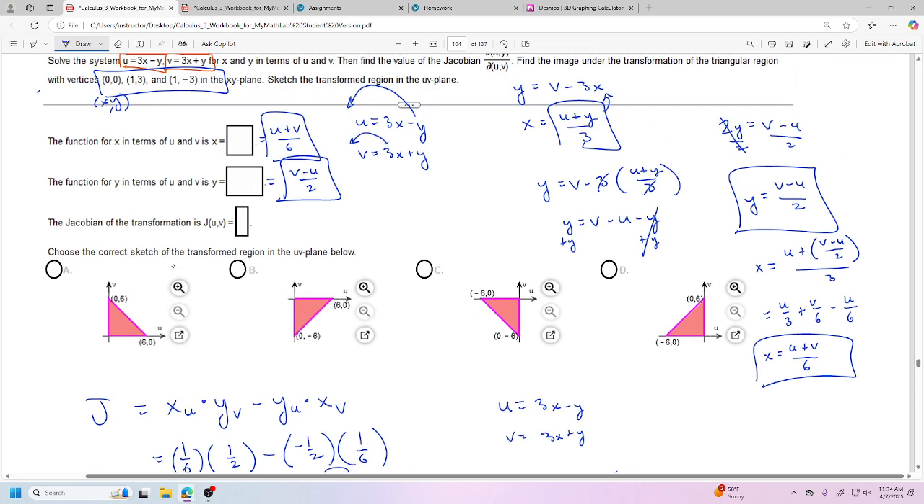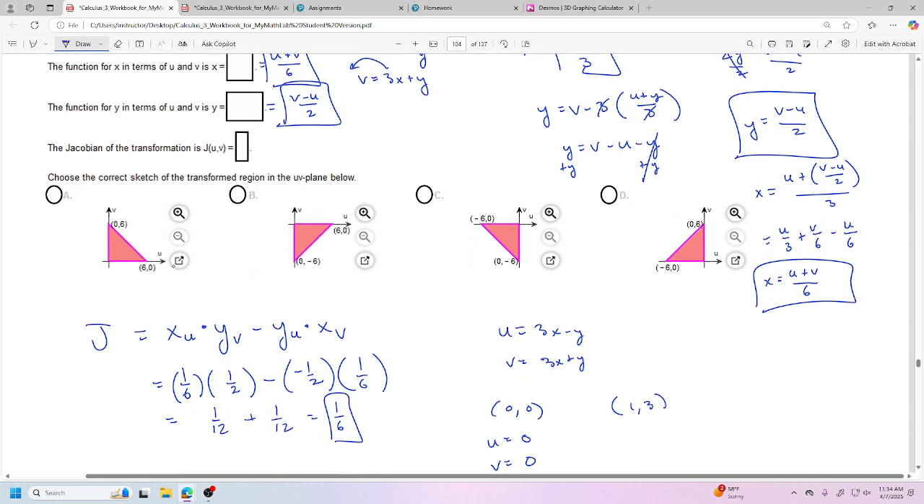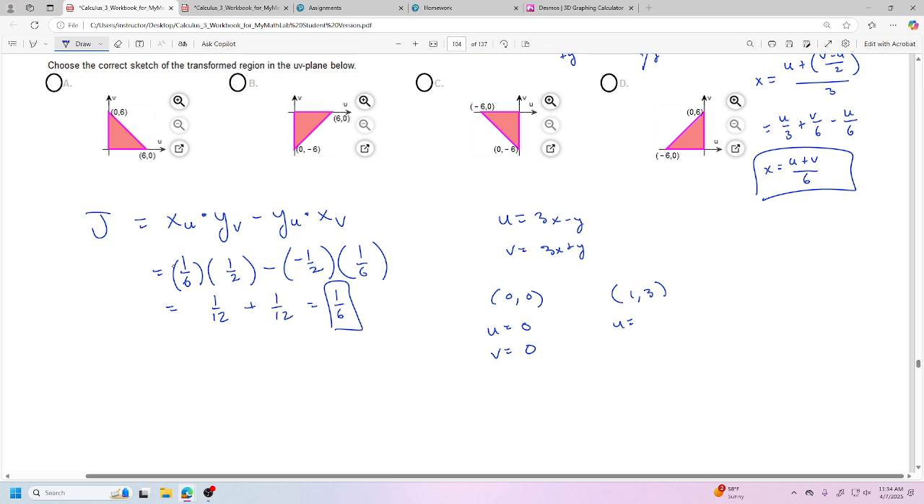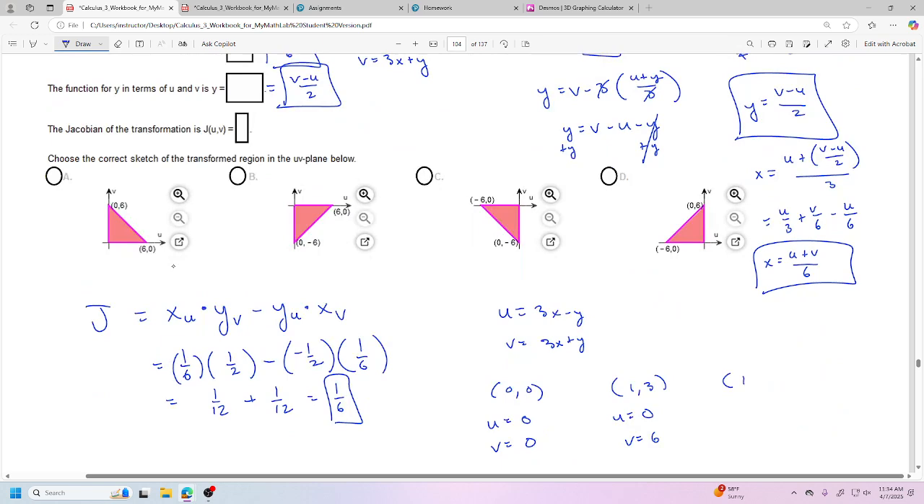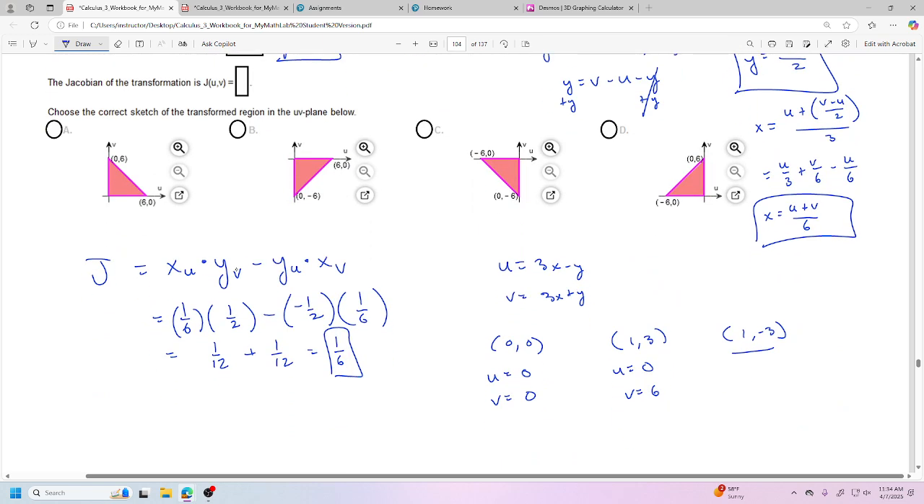When I plug in, my other point was 1, 3. So my u, when I plug in a 1 and then a 3, okay, and then the last point was 1, -3. When I plug that in, yep. So my points for this region would be 0, 0, 0, 6, and then 6, 0.